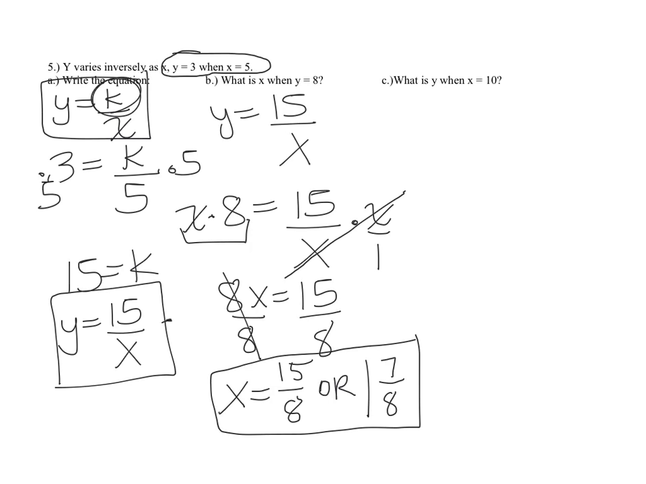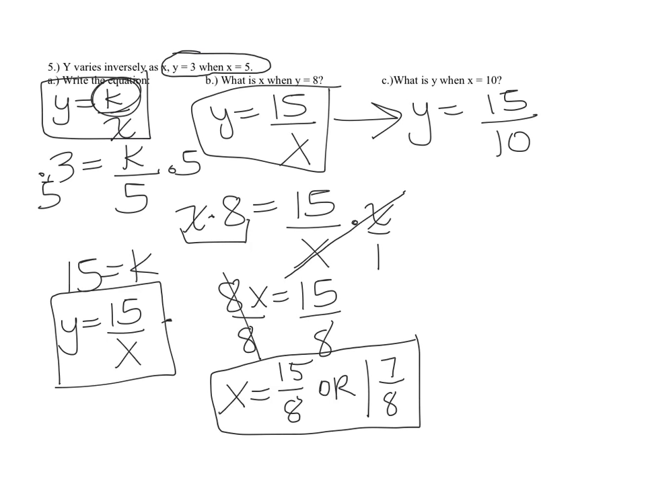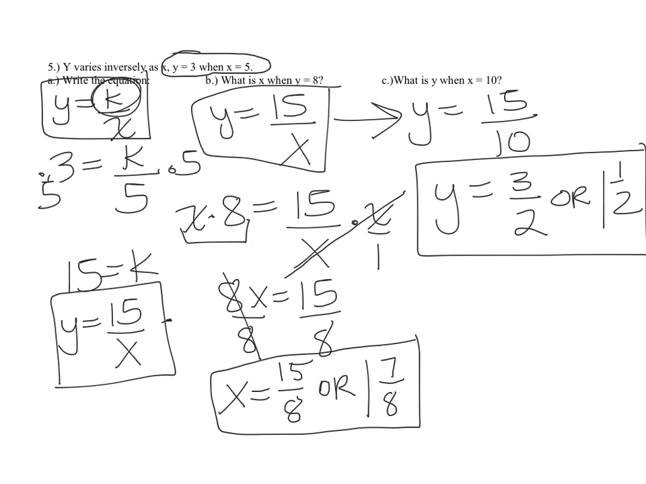So in this one, what is y when x is equal to 10? Well, that one's a little bit easier. You're still using this same equation here, so y is equal to 15 over 10. Well, 10 doesn't go into 15 evenly, so we're just going to reduce that fraction. 5 goes into 15 and 10, so we're going to say 3 over 2, or we could say 1 and 1/2. So to be able to do a problem like this, the first thing you need to do is find that equation.